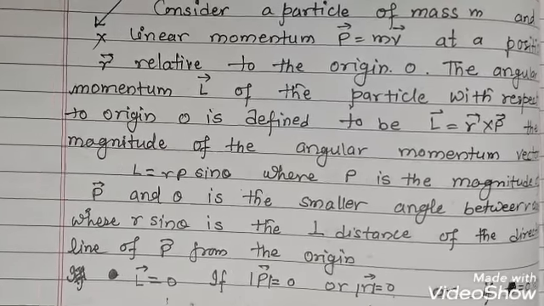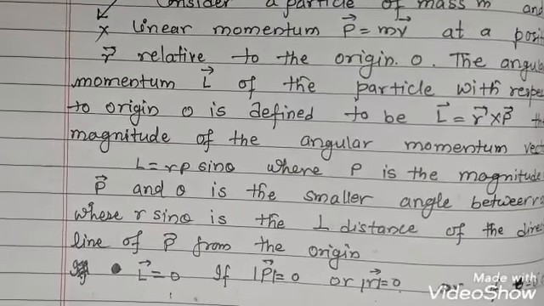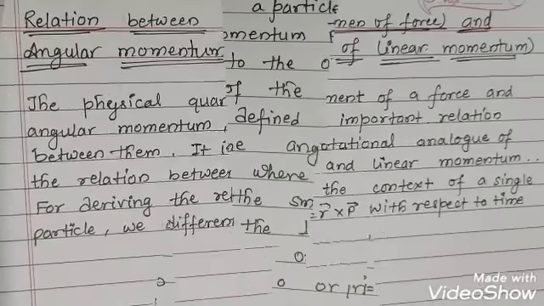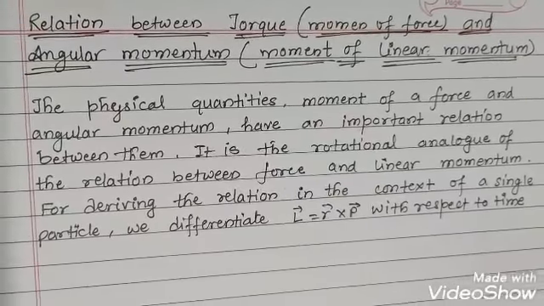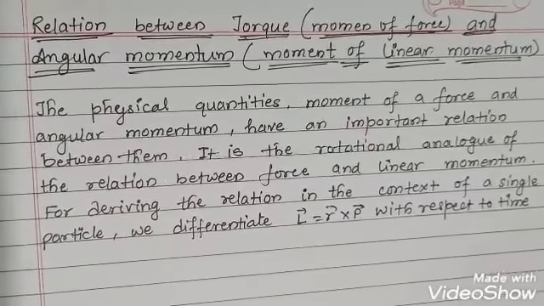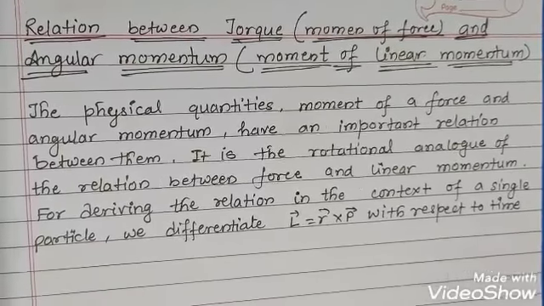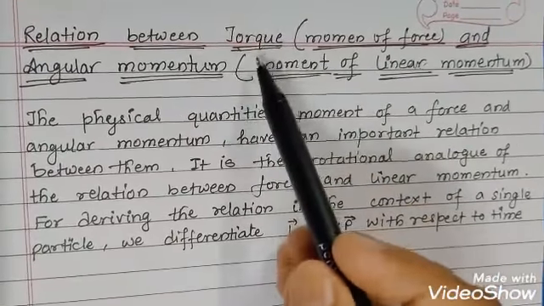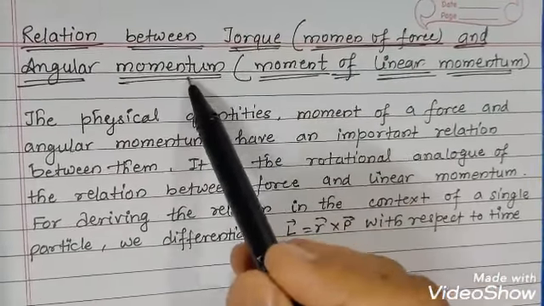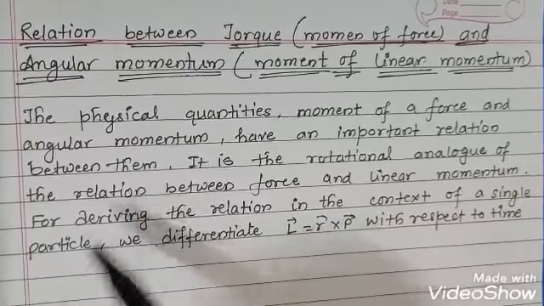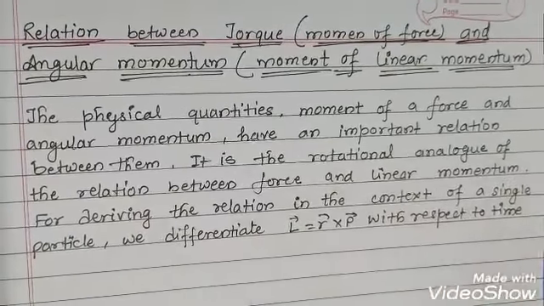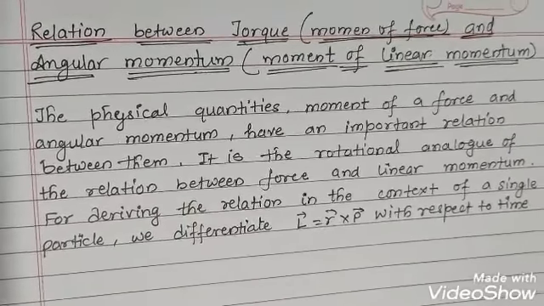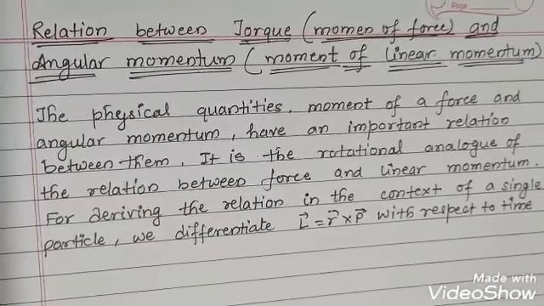Next we'll see the relation between the angular momentum and the moment of force. Now we will see the relation between torque, moment of force, and angular momentum, which is also called moment of linear momentum. So basically we are looking at the relation between torque and angular momentum. The physical quantities moment of a force and angular momentum have an important relation between them. It is the rotational analog of the relation between force and linear momentum.